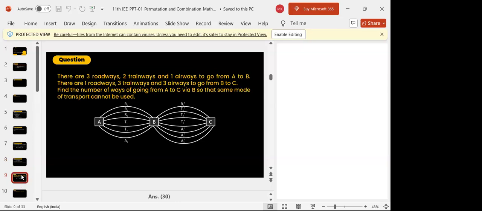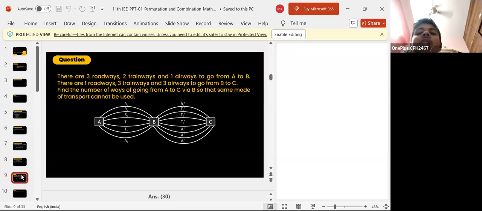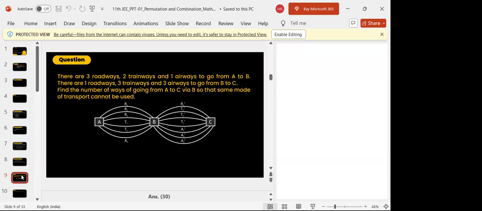Now see, there are 3 roadways, 2 trainways, and 1 airway to go from A to B. There are 1 roadway, 3 trainways, and 3 airways to go from B to C. Find the number of ways of going from A to C via B so that the same mode of transport cannot be used. So we have to check it out.